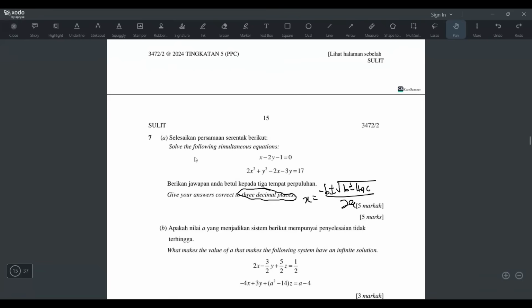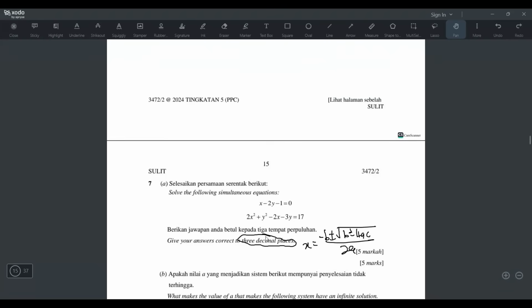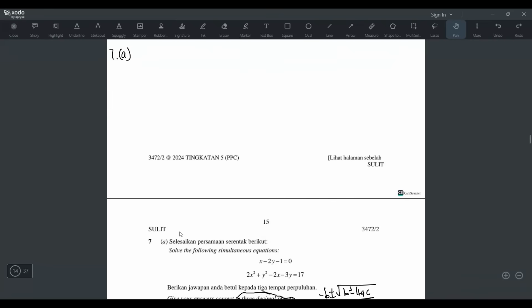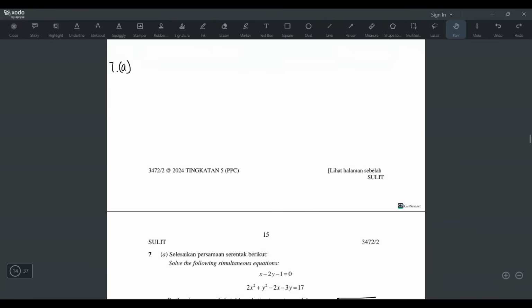I will straight away use this, right? Because they already say that the answer should be in 3 decimal places, so definitely it's an ugly answer. Okay, now I will start to solve first. I can use the substitution method or elimination, right?